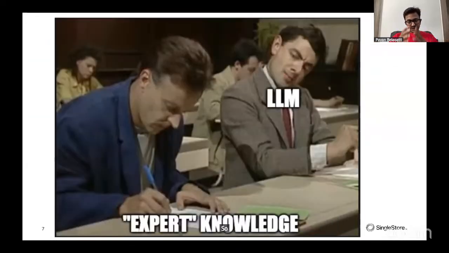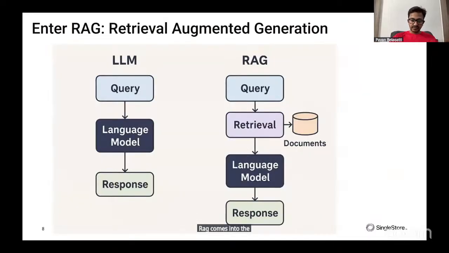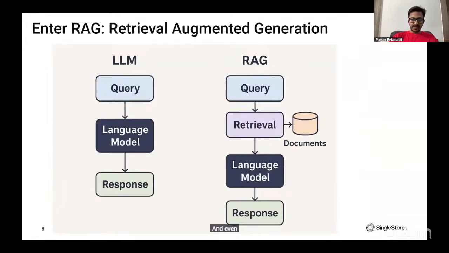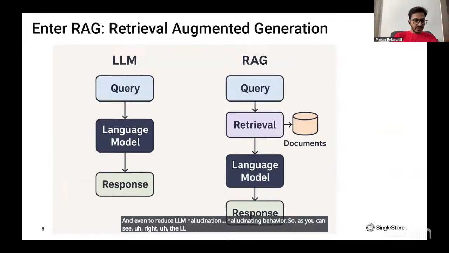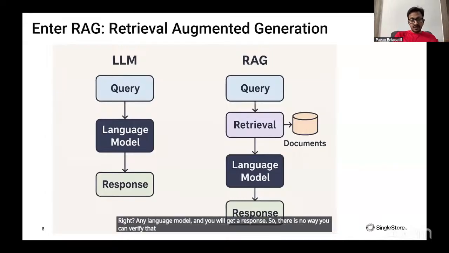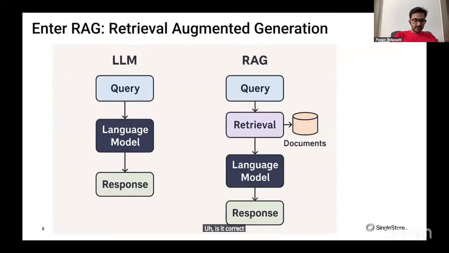Actually, what your LLM exactly needs is expert knowledge. That's how RAG comes into the picture and is considered one of the best approaches when building AI or RAG applications, and even to reduce LLM hallucinating behavior. So as you can see, you enter a query, it goes through the language model, any language model, and you get a response. There is no way you can verify that response, whether it is correct or not.